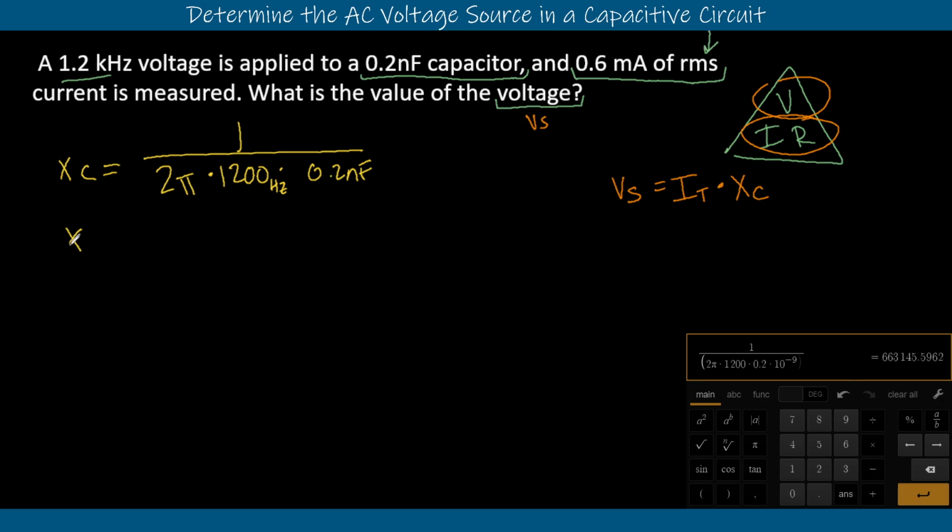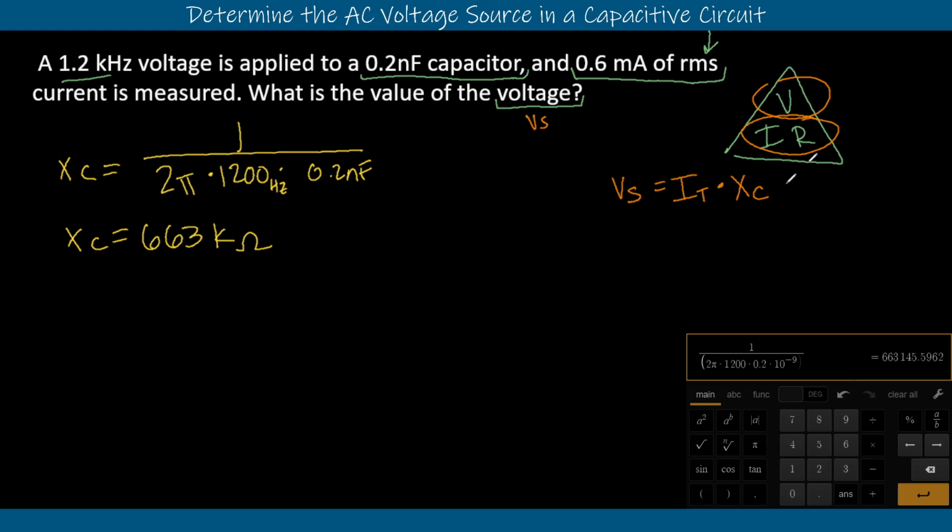We'll move that decimal point over, so XC is equal to 663 kilo ohms. XC is in ohms, and that's really important, otherwise we cannot use Ohm's law. We have to get some kind of ohmic value out so that we can apply Ohm's law. If we don't do this XC step, our answers will be wrong, because we'll be using our capacitor farad value instead of our ohmic value.